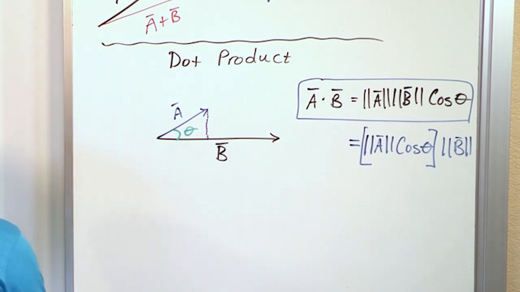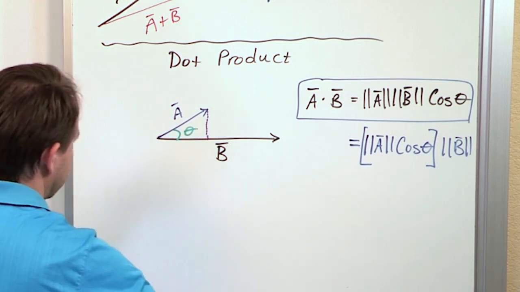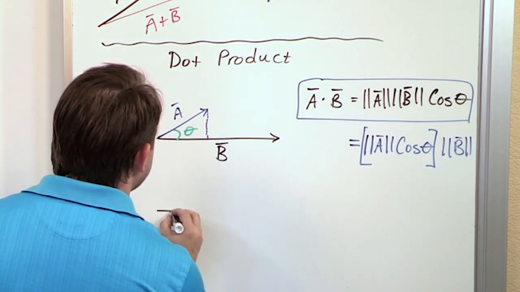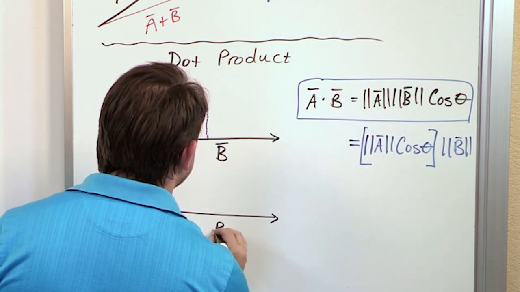So if I wanted to redraw it, just to make it a little bit clearer, let me use the same colors. Then if I'm going to do my dot product, this is B again, right?